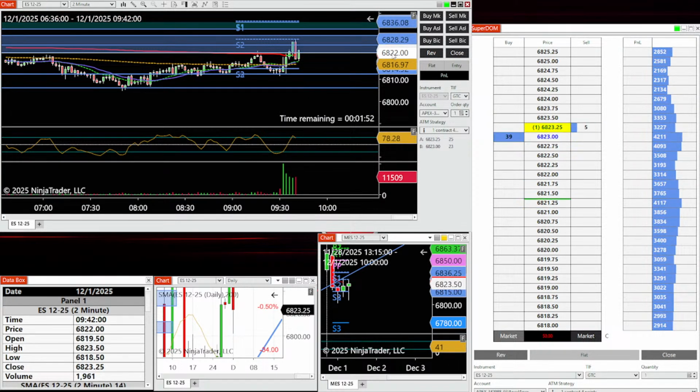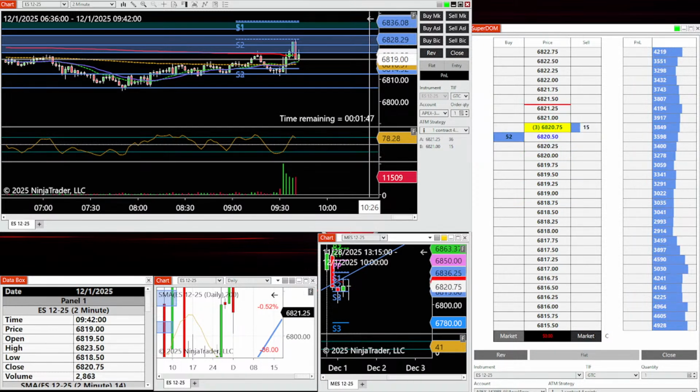You could just bounce off to 20. Got a little bounce off to 20. Just give it some time to see where the next 15-minute bar is going to open up at. We're still in the overnight range.